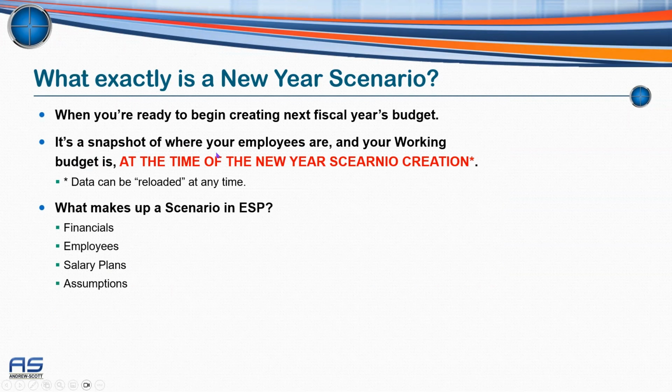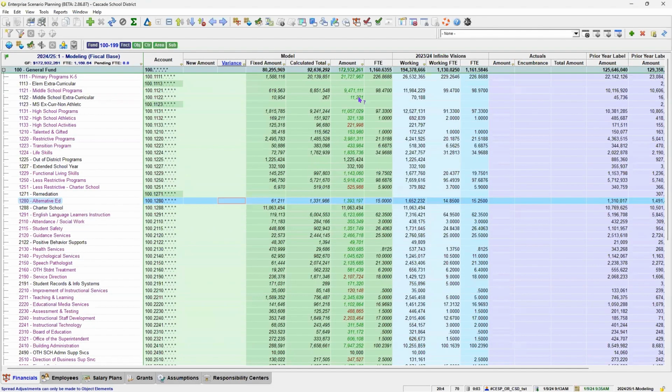It is a snapshot. When the scenario is created, it goes to Infinite Visions. It grabs your working scenario or your adopted scenario. It actually grabs both of them and brings them into the blue columns. Now I'm in my New Year scenario here, number 1. It loads the working and the adopted. Now by default, we don't show the adopted column, but it is there.